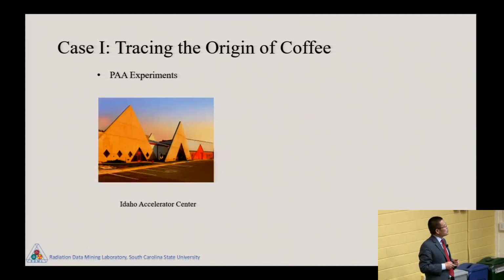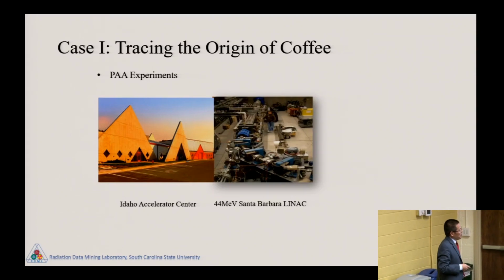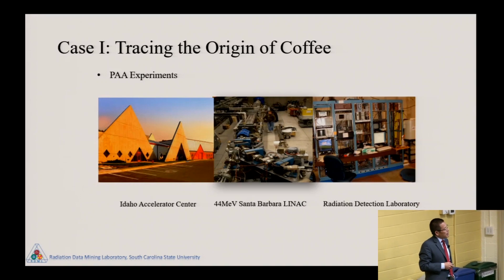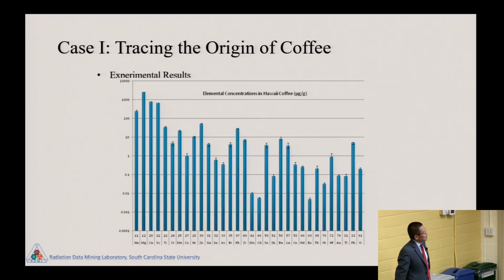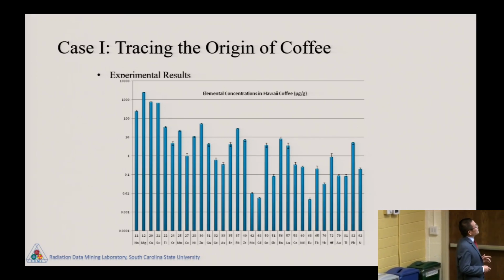Okay, let's shoot it with a high energy photon beam from the Idaho Accelerator Center. This is a 44 MeV Santa Barbara linac. And this is the radiation detection. We collect the spectrum there. So this is the experimental result. First of all, photon activation is very good for shooting coffee. In the coffee, we can actually see a lot of elements. For example, here we can see 35 elements with very high accuracy and precision.